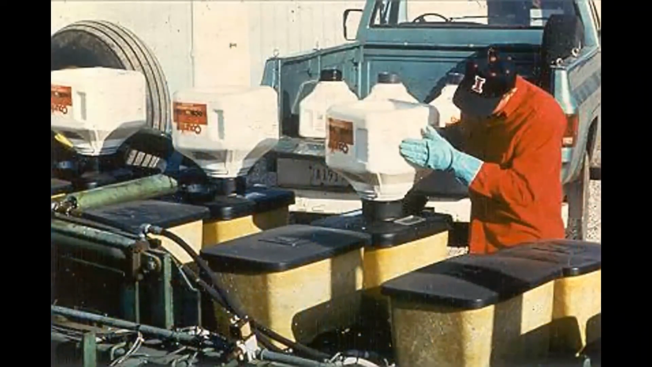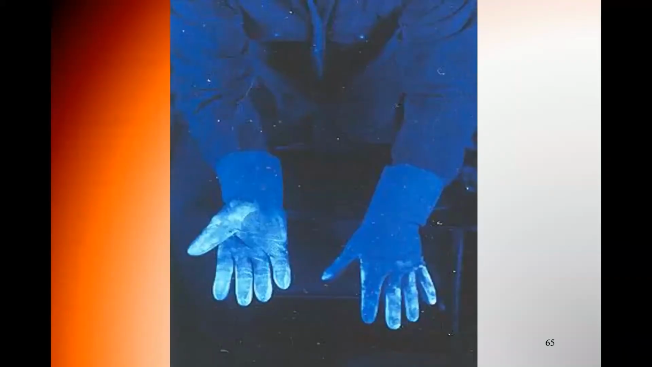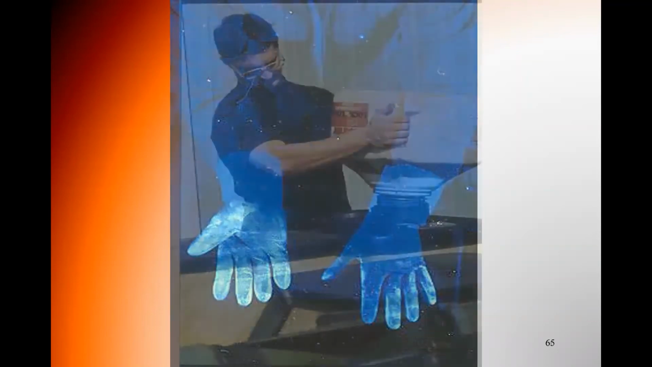The first one we see is a lock and load, or closed handling system, designed to minimize exposure to a dry formulation of insecticide. This insecticide is called Counter, a highly toxic organophosphate insecticide. It's fortunate that this person was wearing pesticide resistant gloves, because in the next slide you can see how much of that powder was on those gloves. It's highly toxic, so he has enough on him to cause a big problem.